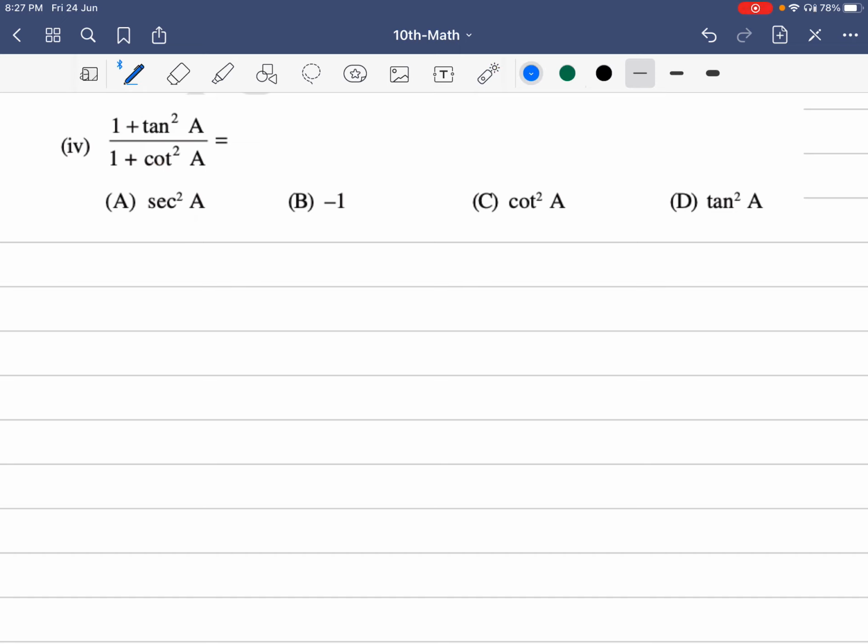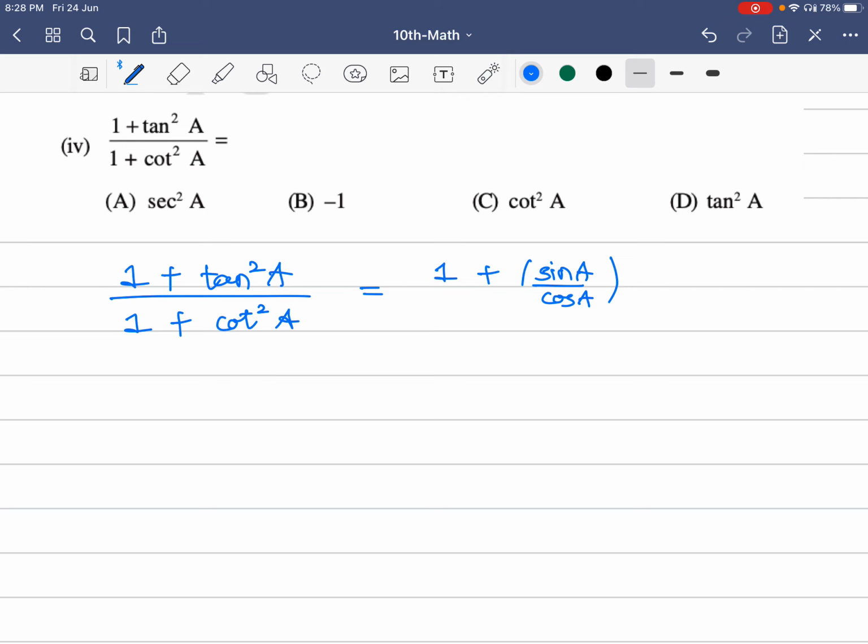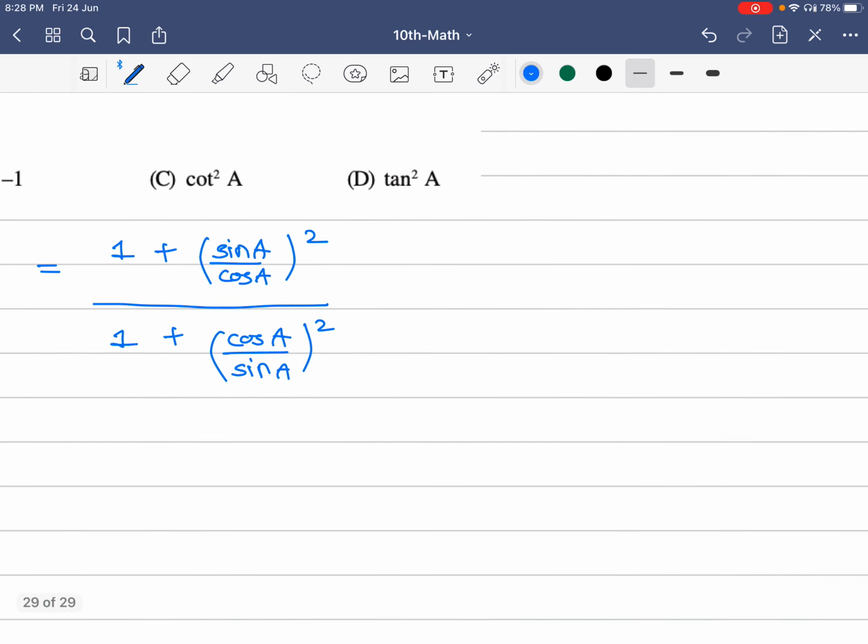So let me write the question first. This is going to be 1 plus tan square a, the whole divided by 1 plus cot square a. Now let's convert them into our basic sine and cos. So this is going to be sine a upon cos a, the whole square, right? The whole divided by 1 plus cot a, which is cos a divided by sine a, and the whole square. Okay, now let's open up the brackets.